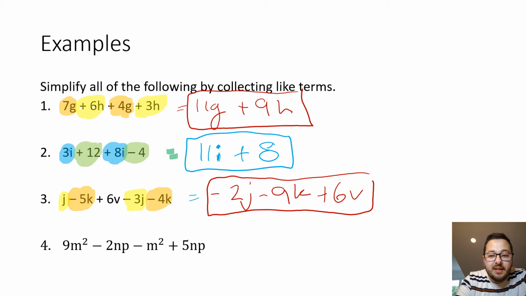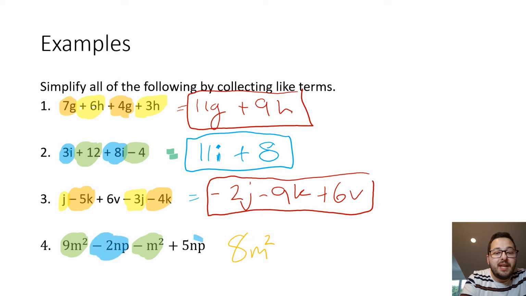Okay, and then finally, we'll just do this last one. So we've got 9m squared, and that matches up with minus m squared. So they're similar. So that is going to be 9m squared, take away m squared is going to be 8m squared.